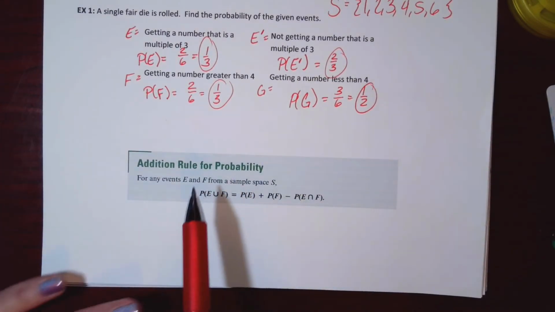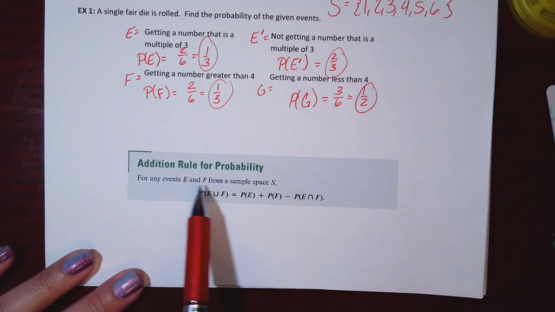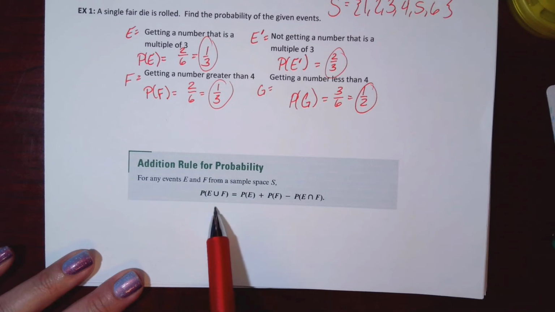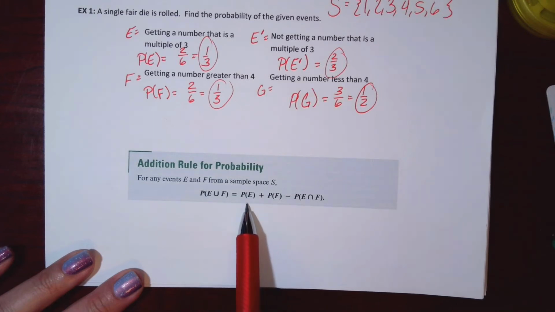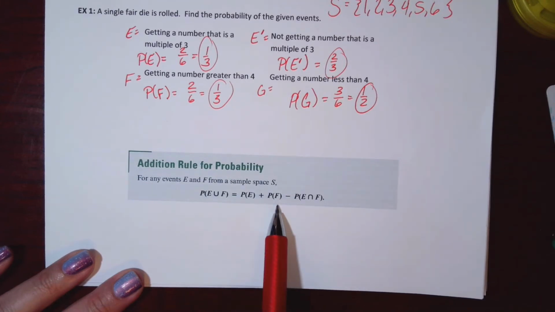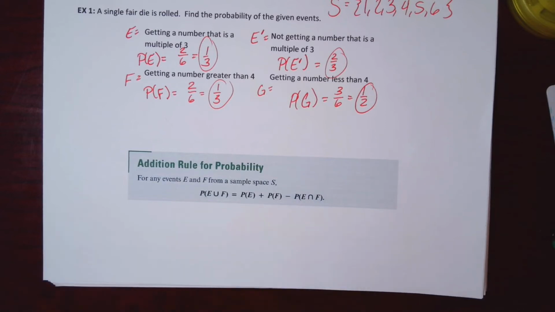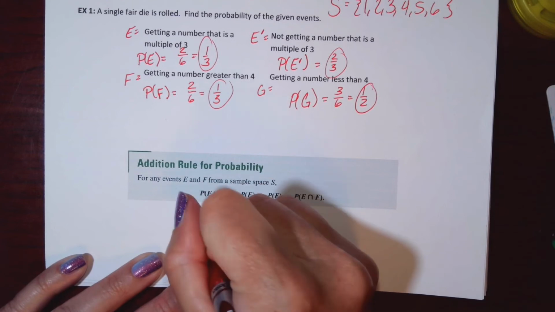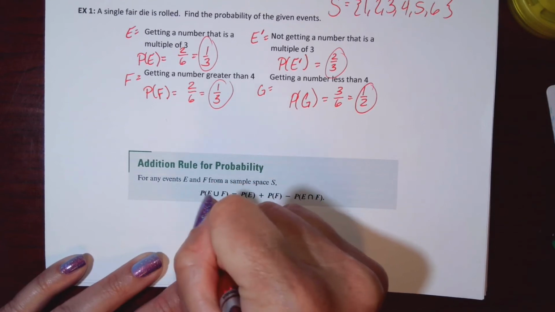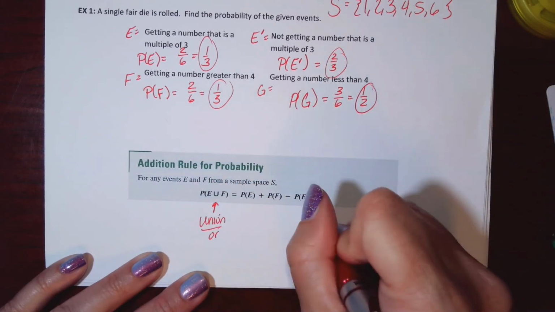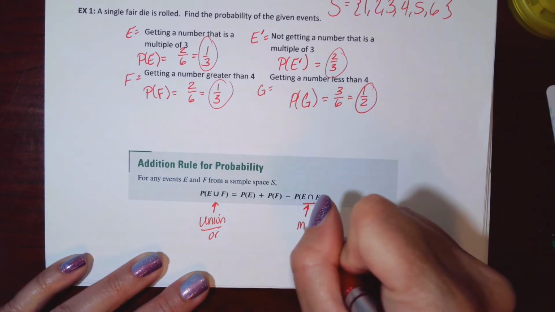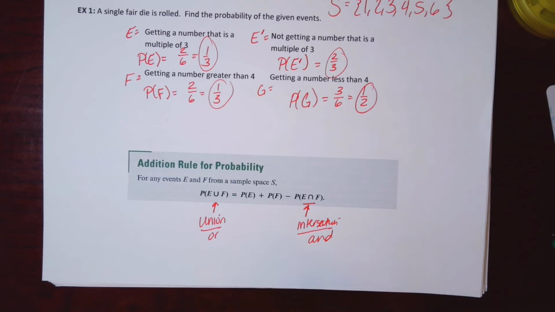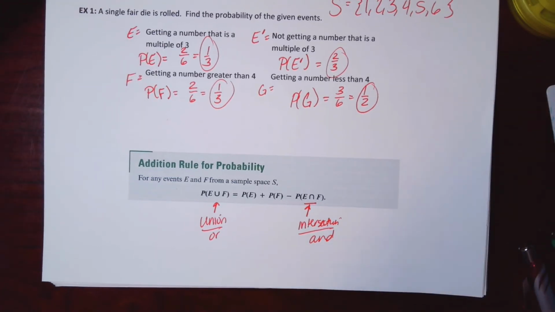My addition rule for probability says that for any events E and F from the same sample space, the probability of the union is equal to the probability of the first event plus the probability of the second minus the probability of the intersection. Alright, so this is my union symbol, keyword OR. This is my intersection symbol, keyword AND. Alright, let's do some examples.